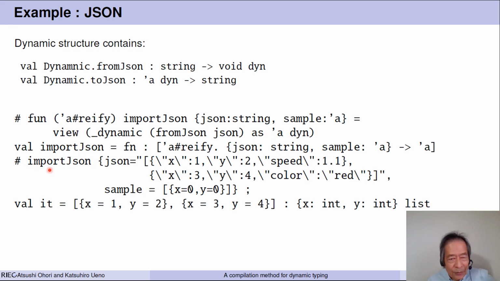So for example, if you apply this import JSON to this kind of XY speed color, and the sample is XY, then you get the expected result. So this is a heterogeneous JSON string, and you extract the part of interest. So this is a very handy manipulation of JSON.